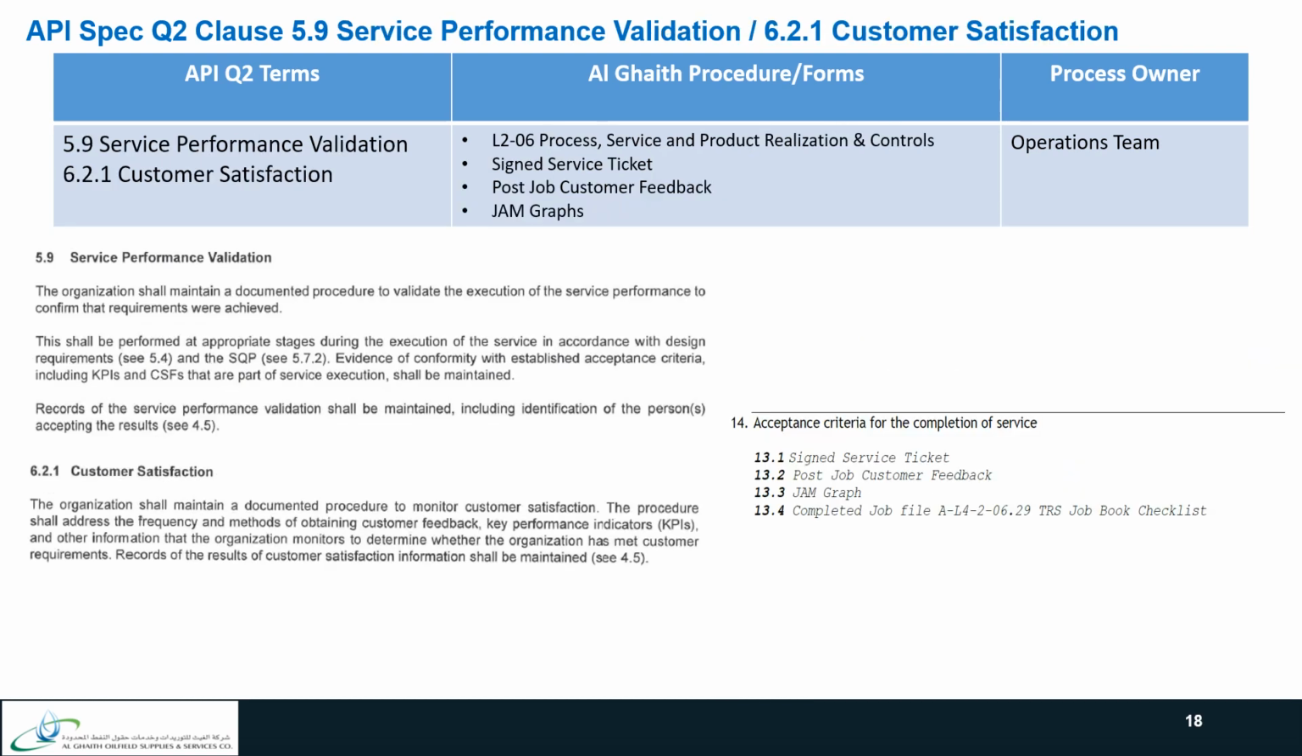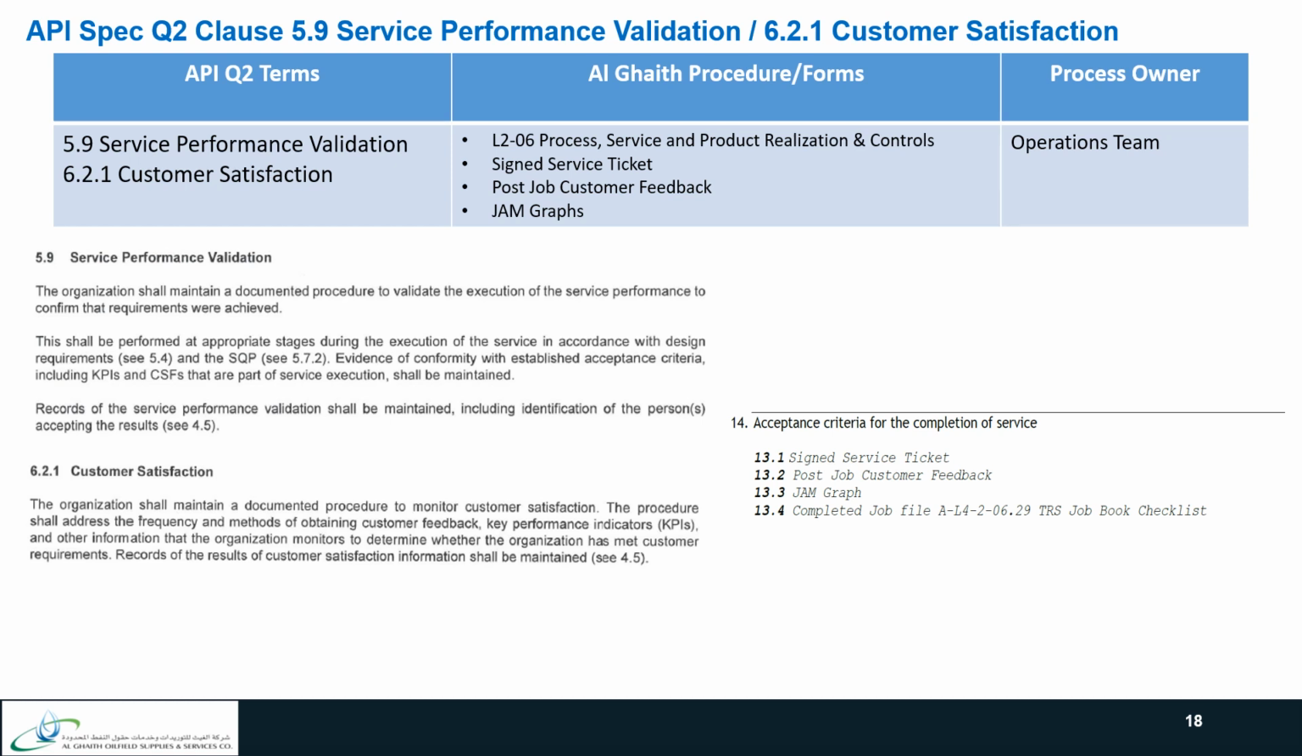After the job is completed, as a company it is important for us to know if the customer is satisfied with our job and whether all parameters and requirements have been complied with. API Spec Q2 Clauses: Service Performance Validation and Customer Satisfaction. The organization shall maintain a documented procedure to validate the execution of the service performance to confirm that requirements were achieved. This shall be carried out at appropriate stages during the execution of the service in accordance with design requirements and the service quality plan.